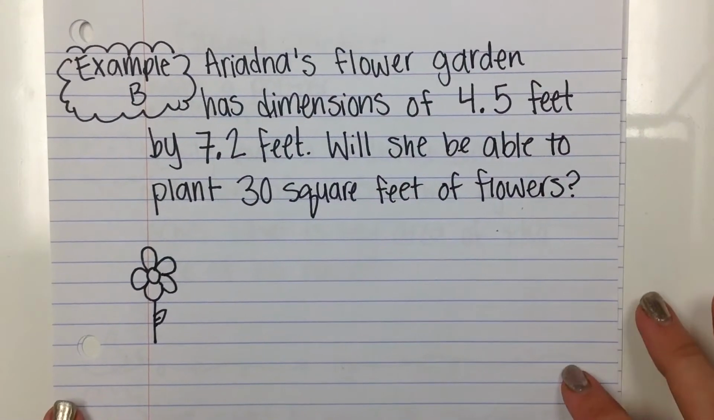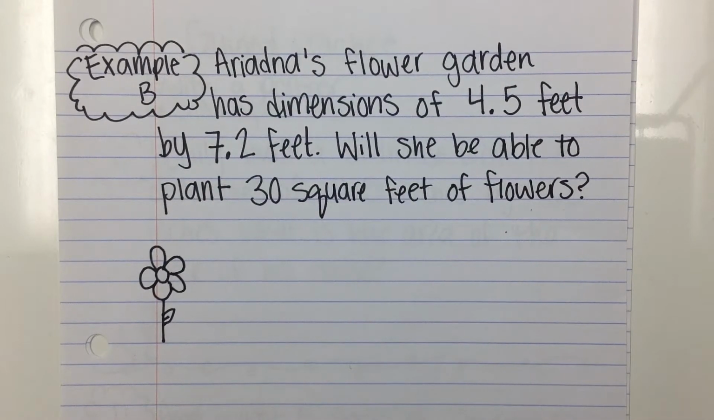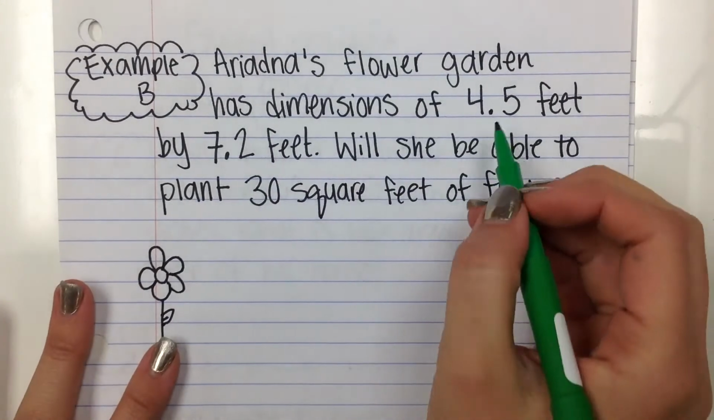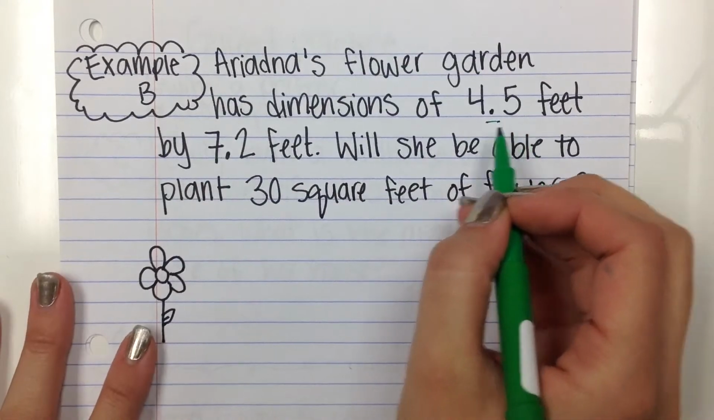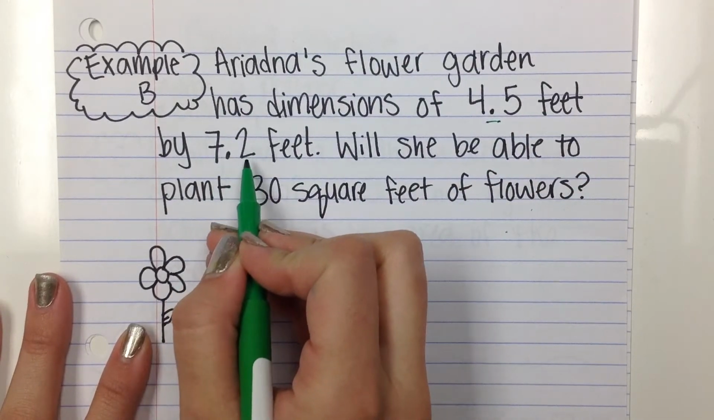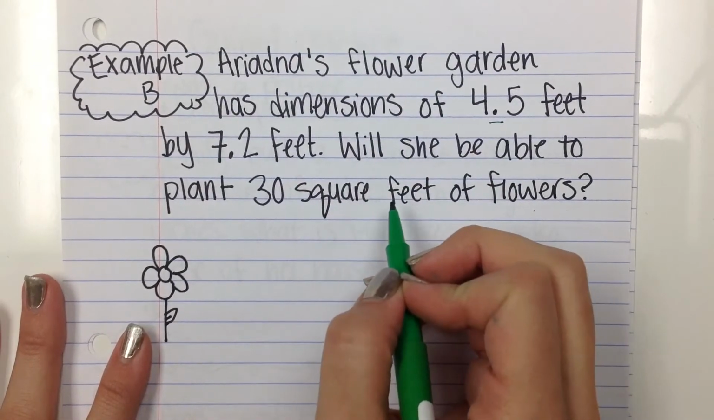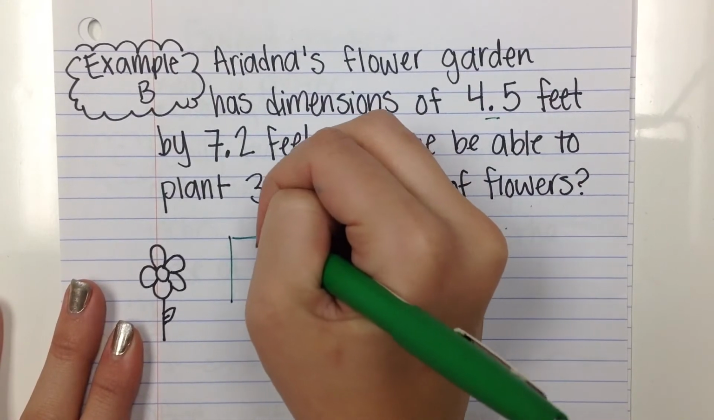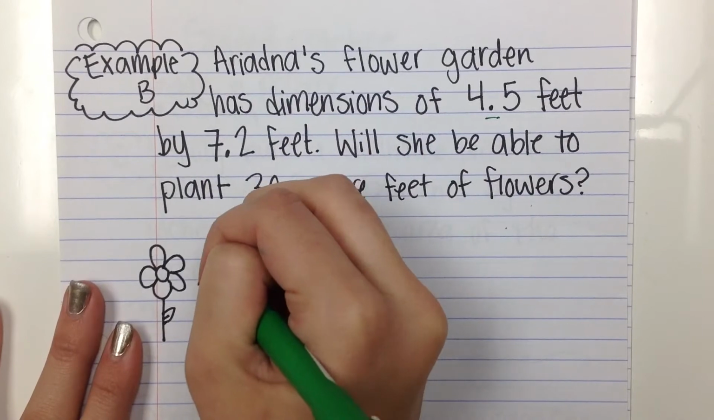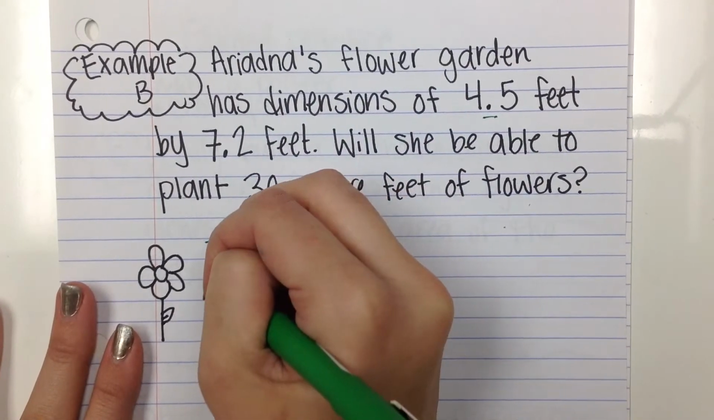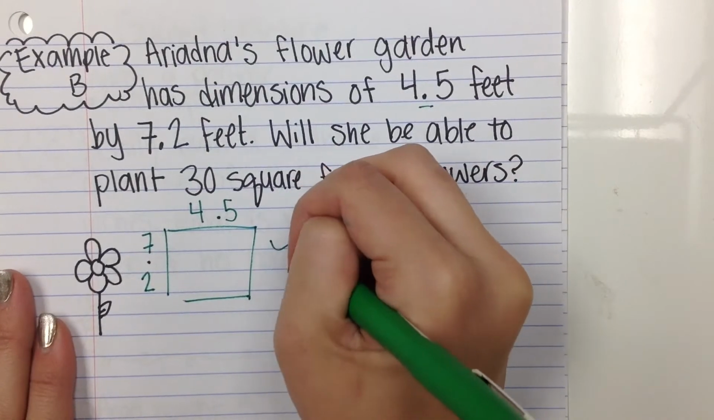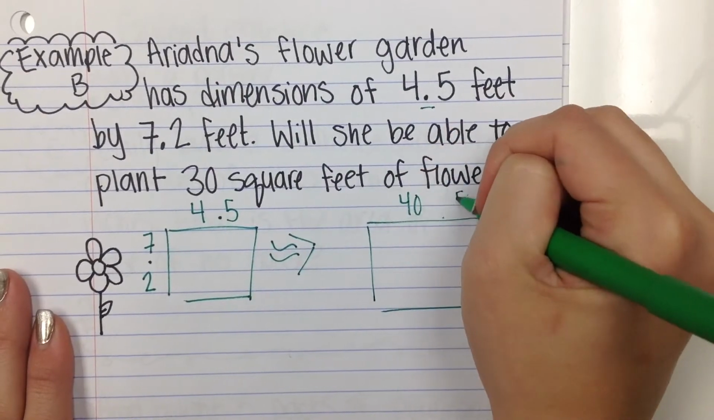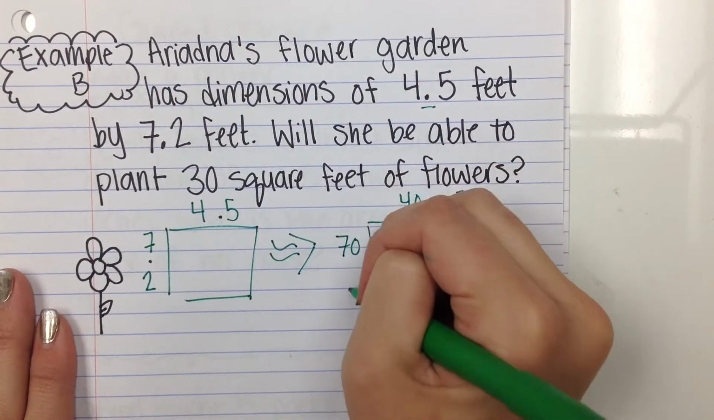Example B. Ariadna's flower garden has dimensions of 4.5 feet by 7.2 feet. Or if I were to read that with decimal language, we would say 4 and 5/10 by 7 and 2/10. Will she be able to plant 30 square feet of flowers? Well, I'm picturing her garden to be like this, 4.5 feet by 7.2 feet. For this problem, I'm going to use the matrix, and I'm going to take out my decimals. So this becomes 45 and 72.